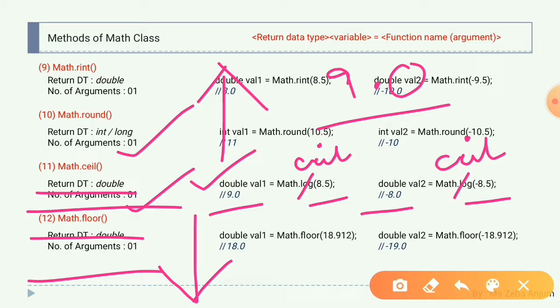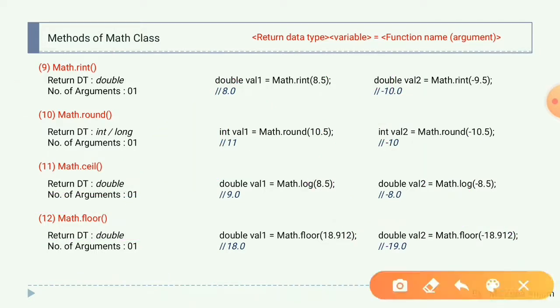Minus 8.0. You will be getting what? Minus 8.0, because your minus 9 is anyhow smaller than your 8.5, and that is why you are going to get what? Minus 8.0 over here.